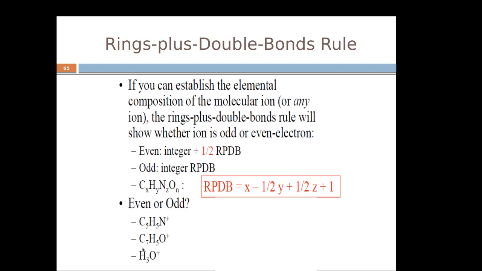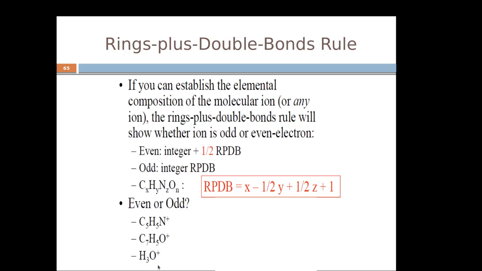But in the case of C7H5O plus, the number of oxygen atoms is not being counted in the formula. Then we get x is 7, y is 5, z is 0. So 5/2 is 2.5. 7 minus 2.5 is 4.5. 4.5 plus 1 is 5.5, which is not an integer, it is 5 plus 0.5. Then this fragment is actually an even electron species.